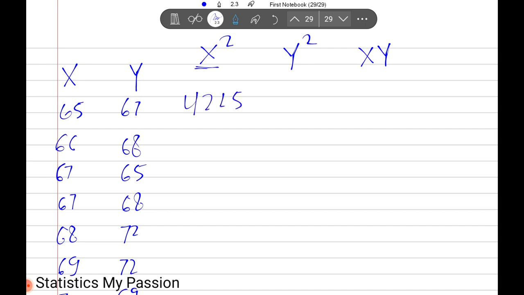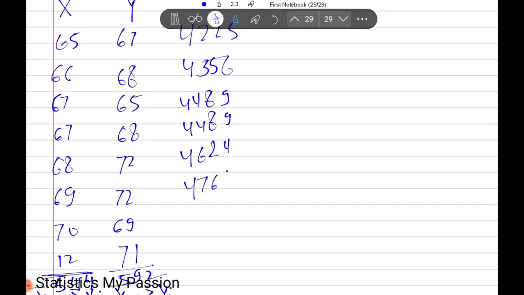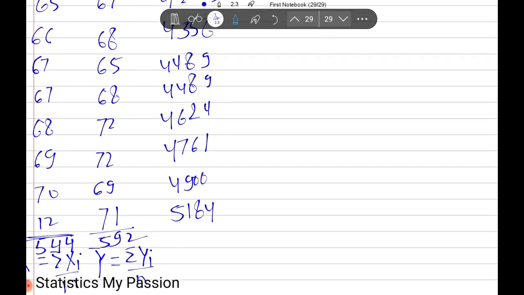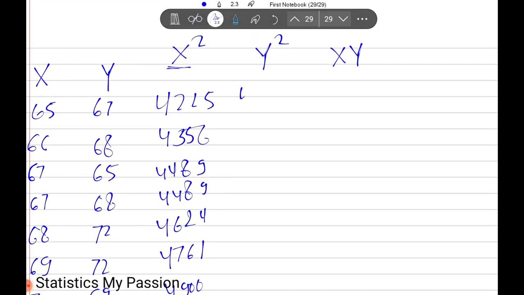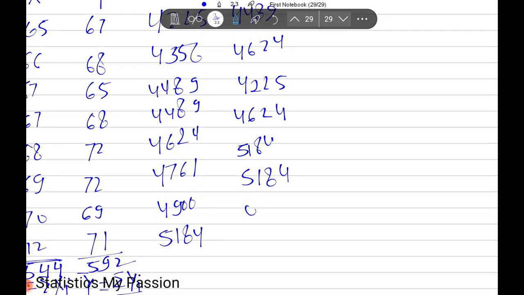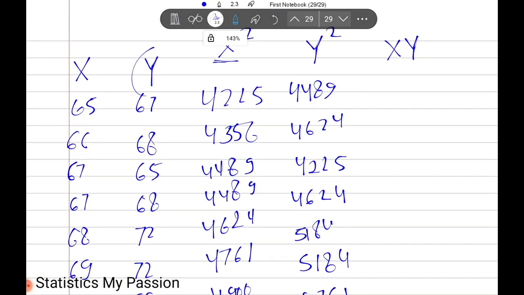Now to find the x square values, you can use a calculator. Now I write these values: 4225, 4356, 4489, 4489, 4624, 4761, 4900, 5184. Now the values of y square: 4489, 4624, 4225, 4624, 5184, 5184, 4761, and 5041. These are the squares of the y values.